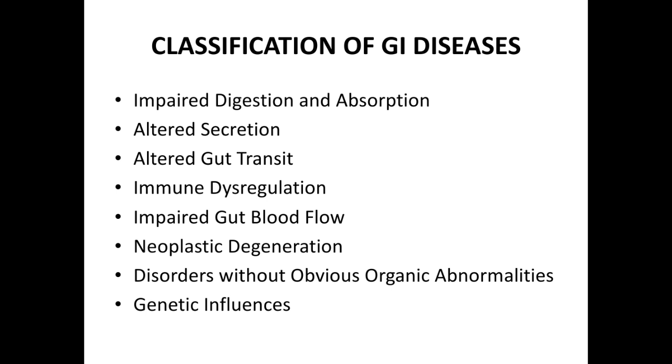And if we go to impaired gut blood flow, there will be conditions like mesenteric insufficiency, or in celiac disease also there will be a gastroparesis resulting from blockage of the celiac and superior mesenteric arteries.